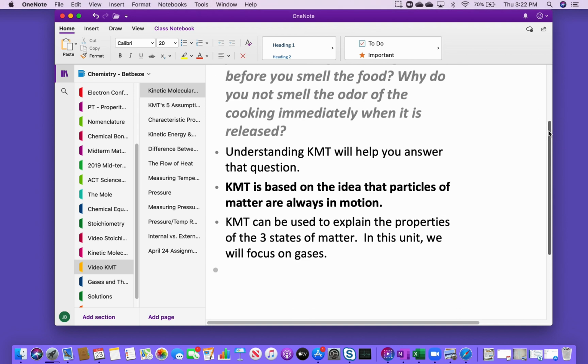So instead of saying kinetic molecular theory over and over again, you're going to hear me talk a lot about KMT. And KMT is based on the idea that particles of matter are always in motion. Now, kinetic molecular theory can be used to explain the properties of all three states of matter, solids, liquids, and gases. But what we're going to focus on is how KMT can be used to explain gases.